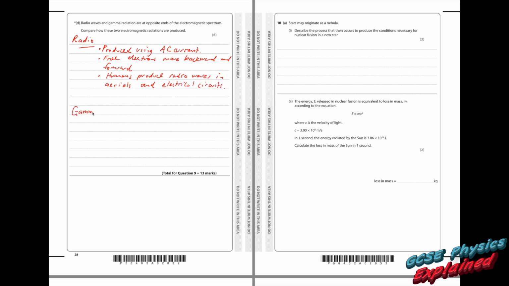Gamma, well, they are produced by radioactive decay. I've got a nice video if you want to click the link above, all to do with radioactive decay. It's produced in the nucleus of atoms when they are attempting to become more stable. Gamma is often released at that point.